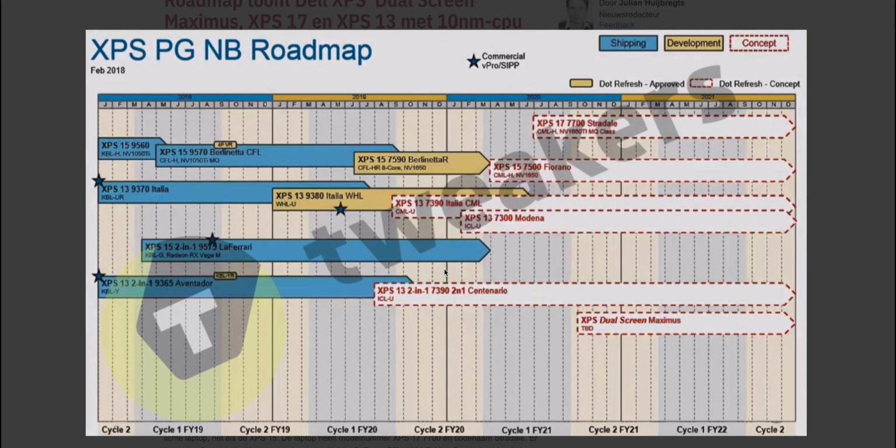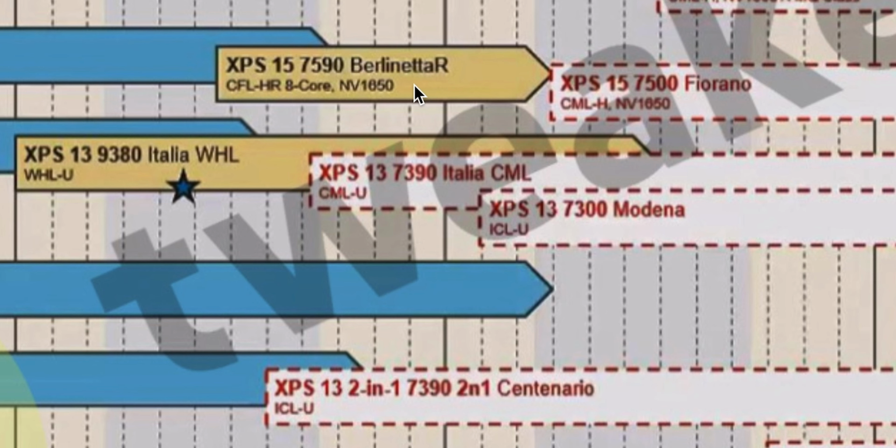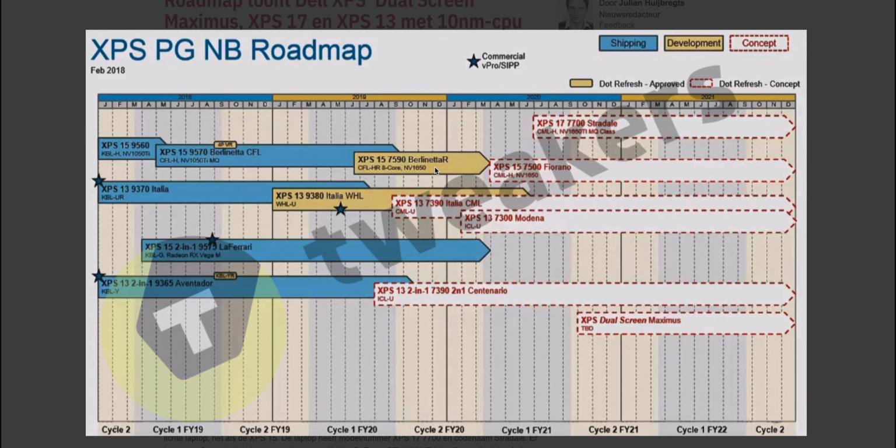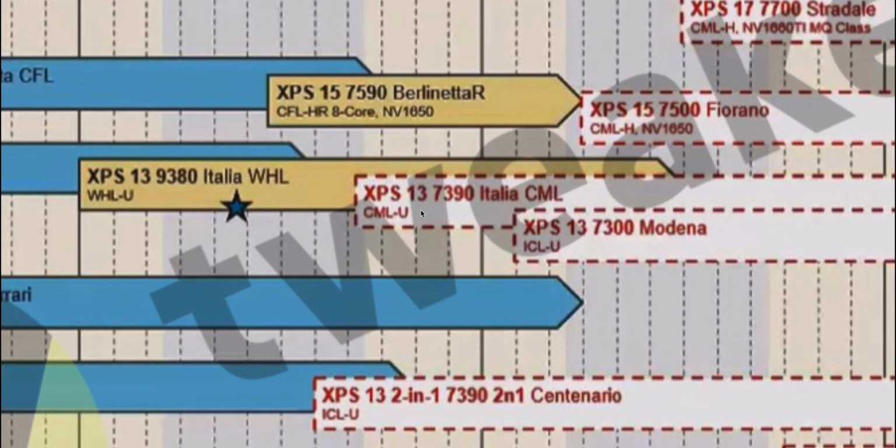Now, if we have a look here at the Dell roadmap, and so far, this has turned out to be true, like model names and everything, so I'm willing to believe this. If you have a look right there, that's the current XPS 15. And what it says there is what I assume says Coffee Lake H refresh, 8-core, NVIDIA 1650. So that's what I'm talking about: Coffee Lake H refresh, 8-core, NVIDIA 1650. That's the current model now.